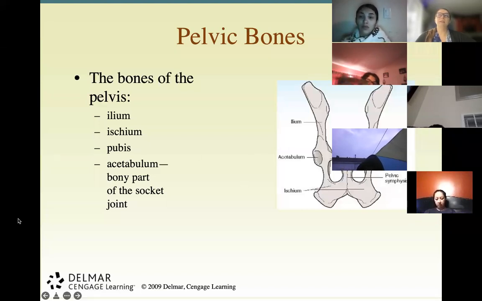The acetabulum that you see here, that groove inside, is the bony part of the socket joint. Where the hips are going to come in, all of that cartilage is going to be surrounding, and tendons are going to hold them in. But that is the acetabulum.